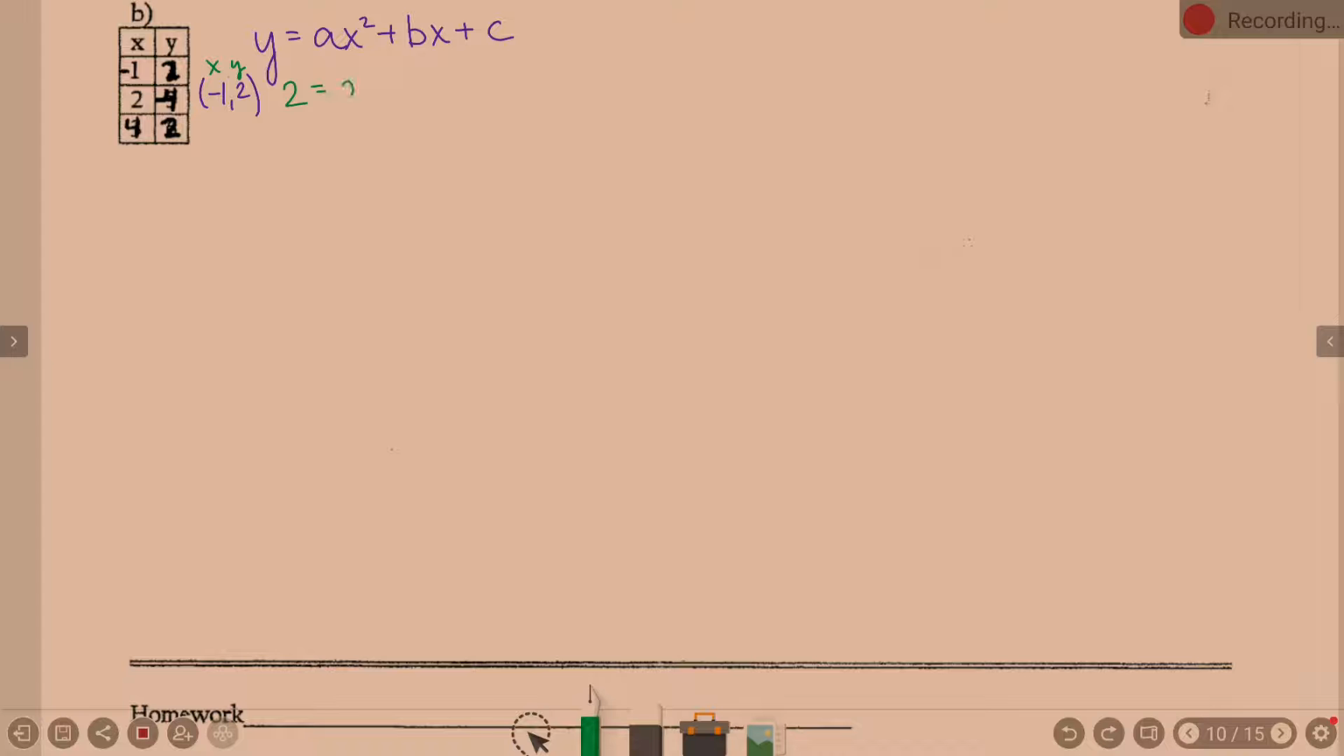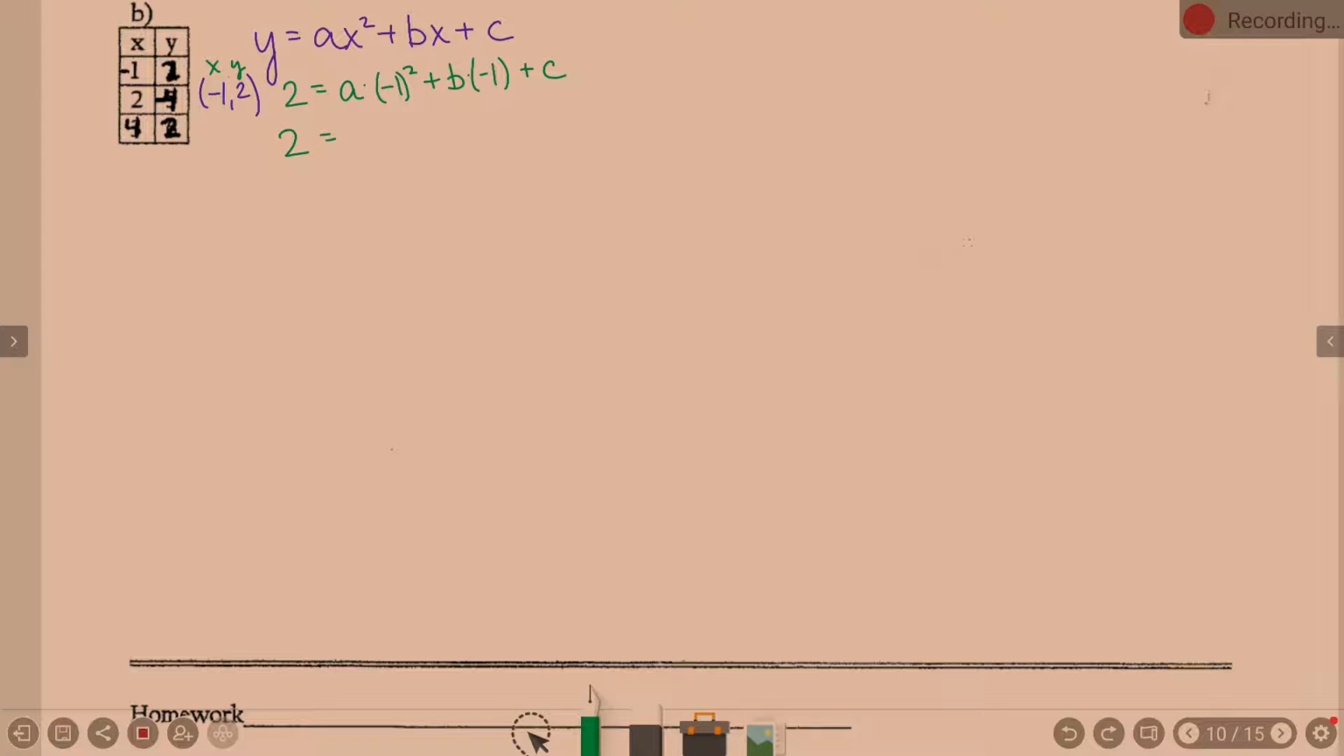2 equals. And then every place I see an x, it becomes negative 1. So a times x squared is going to be a times negative 1 squared plus bx, b times negative 1, plus c. Write this part out, don't write it out, it's up to you. But let's clean it up.